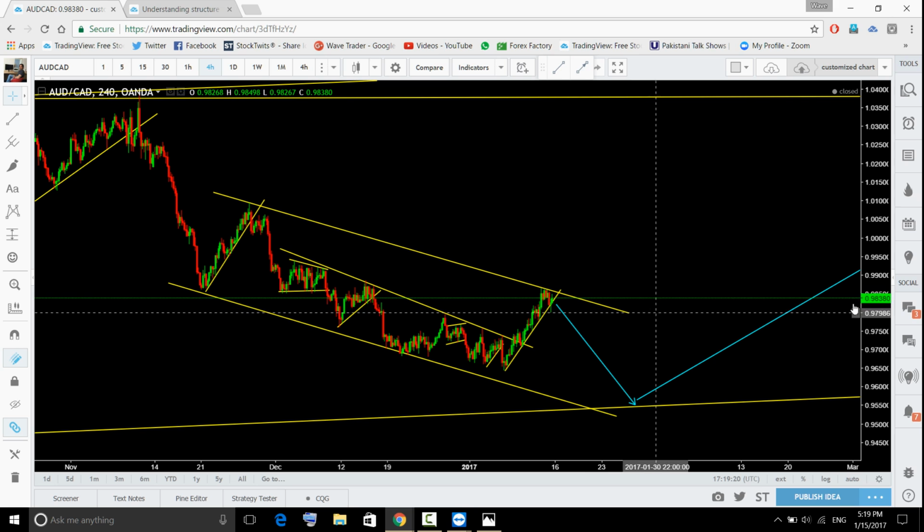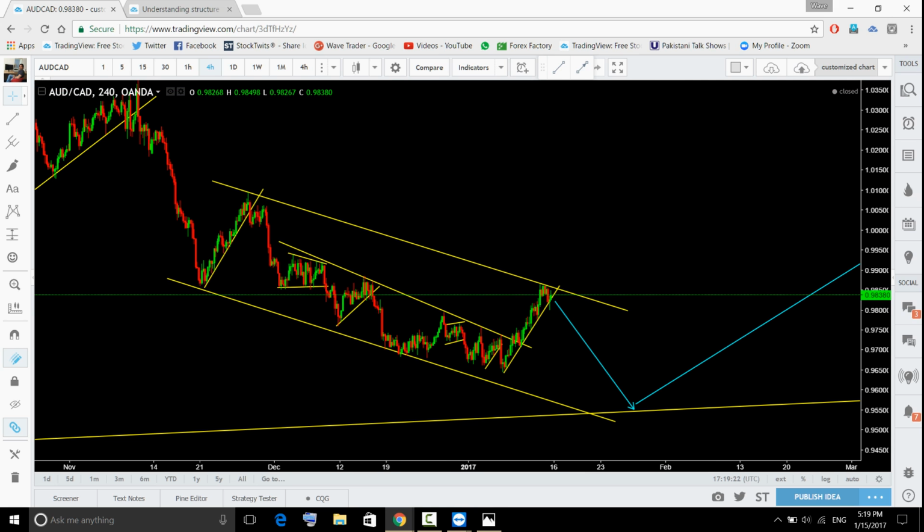When you are looking to sell, use a reasonable stop, don't use a tight stop. Price can stop you out, then fall back, so use a reasonable stop so that you can get this move.